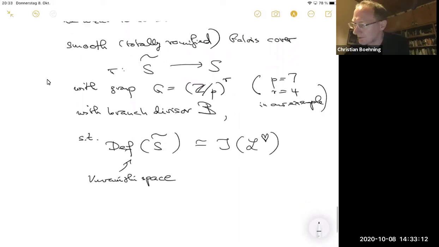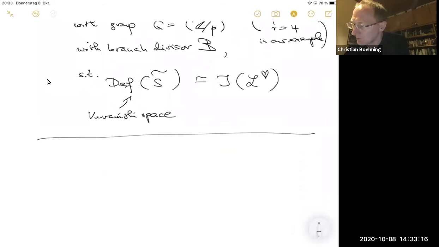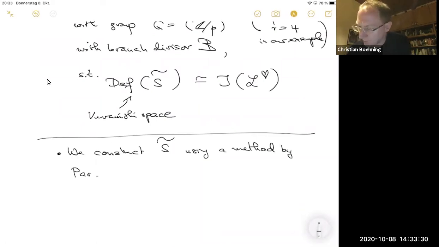So how do we do it? How do we construct this? We construct, first of all, the cover S tilde using a method by Pardini. This is a very classical method by Rita Pardini that lots of people afterwards have used, such as Catanese, Manetti, Fantechi, etc.